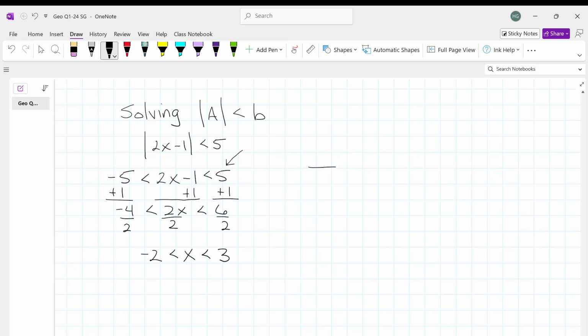When we graph it, we plot the negative 2, we plot the 3. We're open on both. And let's see, negative 2 is less than x, and x is less than 3. So we're everything in between.